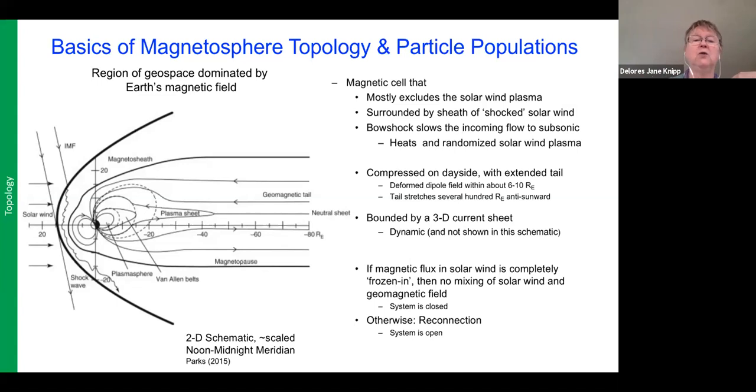Okay, so we've got this magnetic cell that mostly excludes the solar wind, but I think Amitava told you yesterday that it's about 90% effective, so maybe about 10% of the solar wind plasma gets in. It is surrounded by shocked solar wind that has gone through the bow shock, which is slowing down the incoming flow to subsonic. As a result, the system is compressed on the day side and deformed, stretched out under southward IMF conditions to several hundred RE.